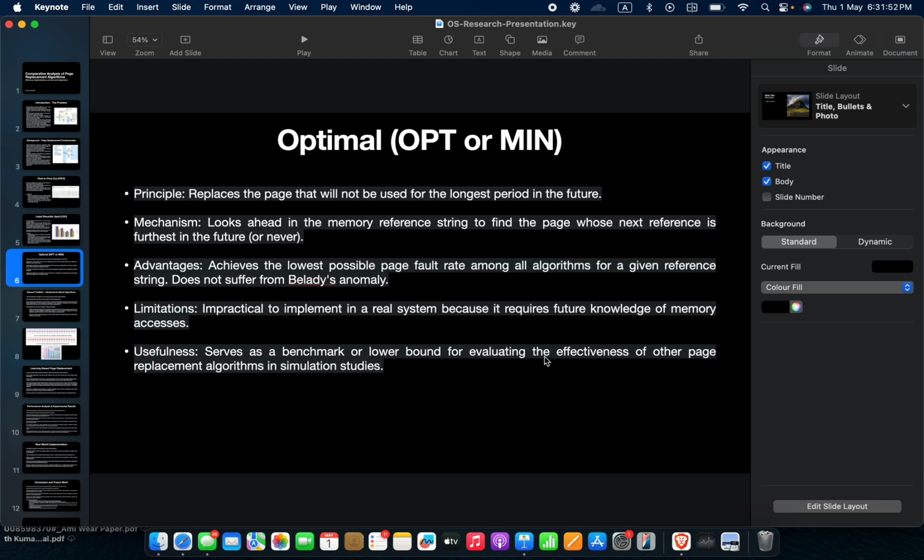And this is the optimal algorithm that has been proposed with the principle of replacing the page that will not be used for the longest period of time in the future. And the mechanism is to look ahead in the memory reference string to find the page whose next reference is furthest in the future. And as a limitation, it is impractical to implement in the real world because it requires future knowledge of memory access.